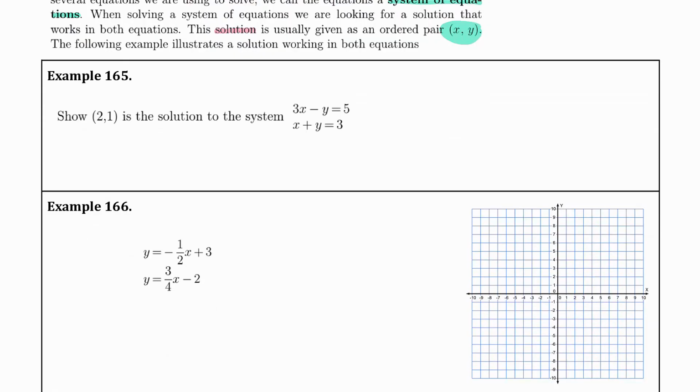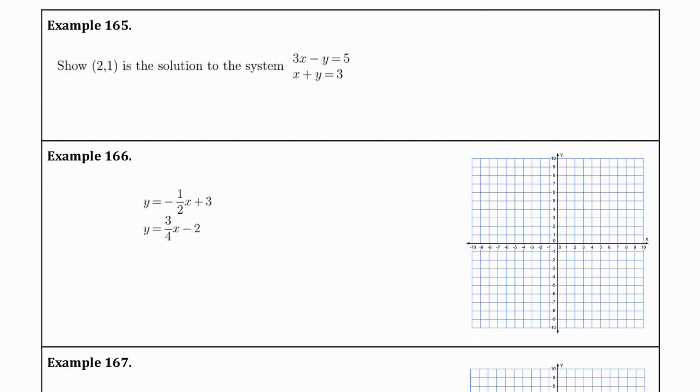So for example 165, we're not trying to solve this. We're given a system. Here's our system. We're given a solution, and we're asked to show that it is a solution. So how we're going to show this is we're going to take our x and our y, this given solution, and we're going to substitute it into both equations and see if it makes it true.